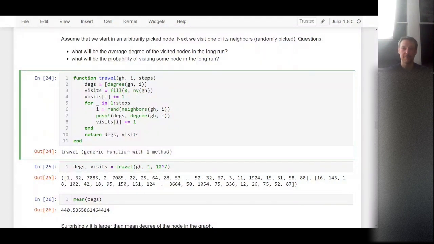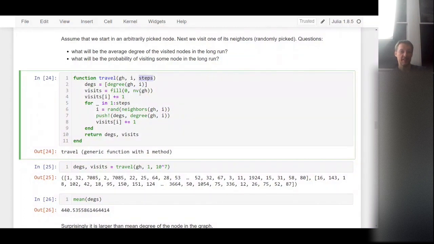So how do I design this simulation? The simulation function will be called travel. I pass 3 arguments to it. The first argument, gh, is my graph, gh for GitHub. The second, i, is the starting point of my simulation, and really I don't care where I start, because we will run this simulation for a long time, so the starting point does not matter, and we remember that I will eventually reach every node. And the third argument is steps. So for how long I want to run this simulation.